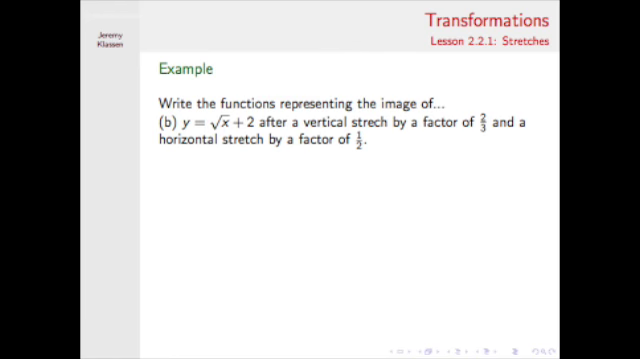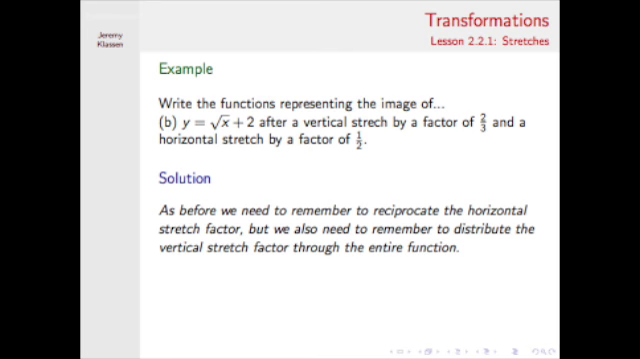And now in this next question, we're going to write the image of y = √(x + 2) after a vertical stretch by a factor of 2/3 and a horizontal stretch by a factor of 1/2. And as we go through these problems, I hope you're seeing the issues that are popping up.